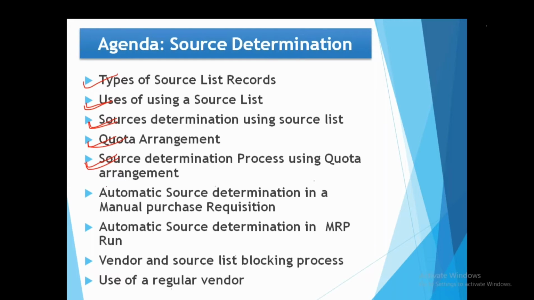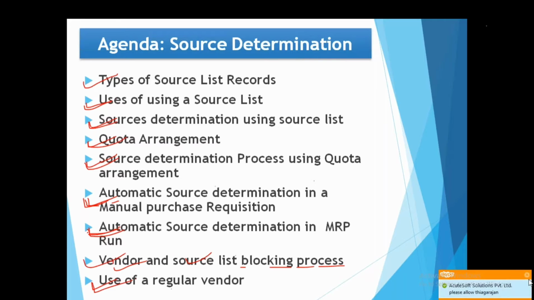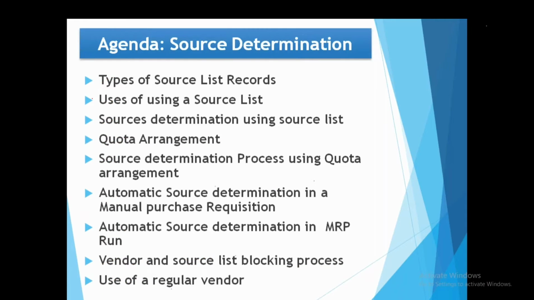We will see that. Then how automatic source determination in a manual purchase requisition will happen. We will cover that. Then how automatic source determination during MRP run will happen. We will see that. Then how the vendor and source list blocking will happen, how it is done. Then we will understand what the use of a regular vendor is. So these are the topics that we are going to cover in the source determination process.